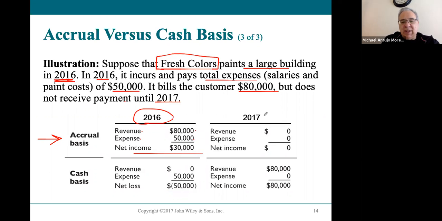Nothing happened in 2017, in terms of revenue and expenses, even though the customer didn't pay us until 2017. For the cash basis, they look at it totally differently. They simply follow the cash.